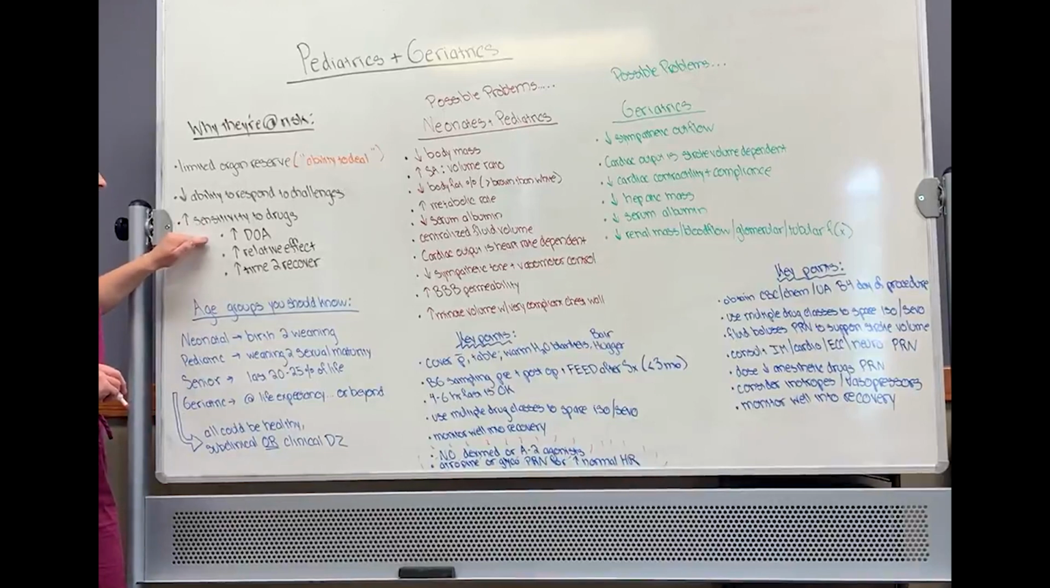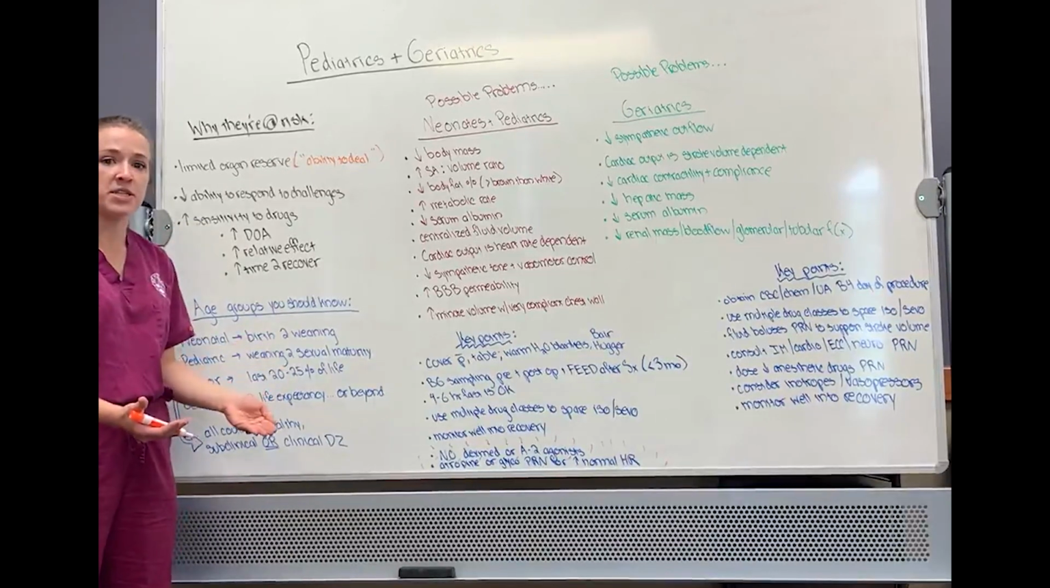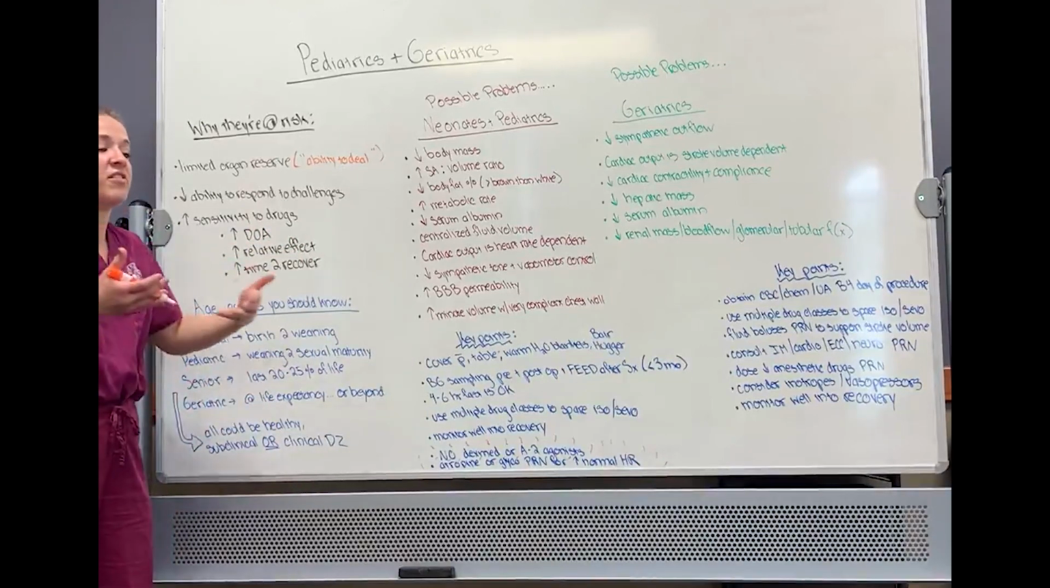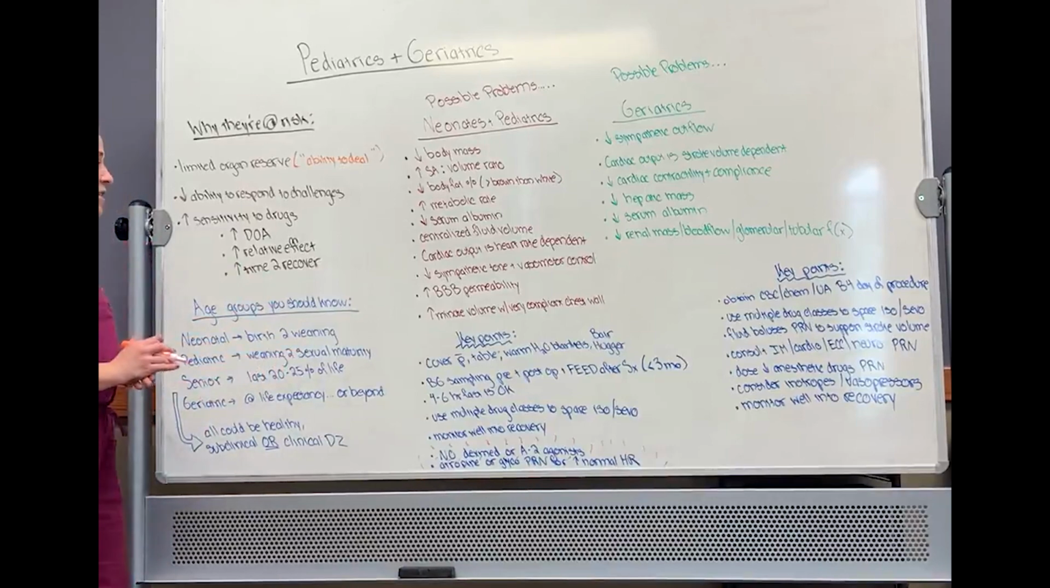So an increased DOA, duration of action. The drug you give might last much longer than you anticipated in a normal, healthy adult patient, so think about that. We have an amplified effect, so you might give them the same dose as an adult dog to a very little or a very old dog, but it has an exaggerated or a very prolonged effect. So that would be something you also need to know.